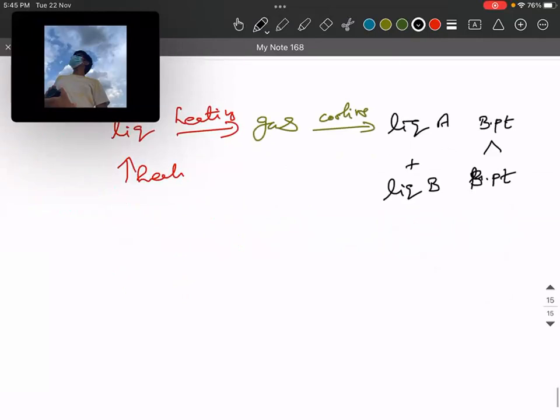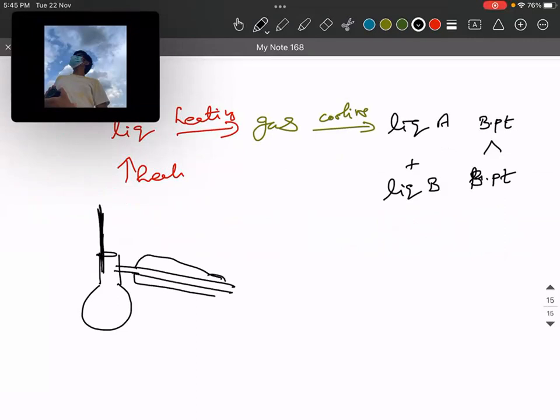So what is the apparatus? You have to take the flask. You should have the thermometer, and then you should have the condenser. Kindly bear with my diagram. For the condenser, you have to give cool water over here, so this is the inlet and this becomes the outlet. The compound you will have here, then you have to heat it.